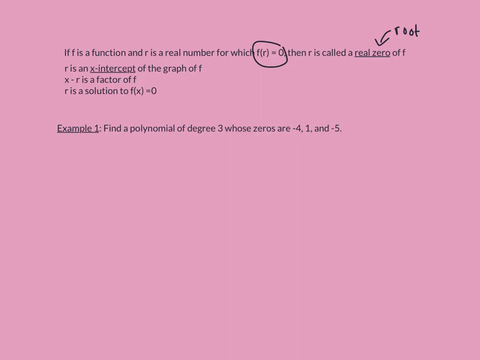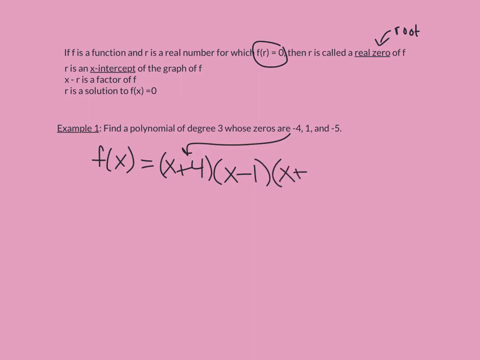So actually, all we need to do for this one is write out the factors. So our three factors are going to be x plus 4, that comes from this -4, times x minus 1, times x plus 5. Keep in mind that the signs in factored form are actually the opposite of the zeros. So I am going to tell you that this is not the only polynomial of degree 3.